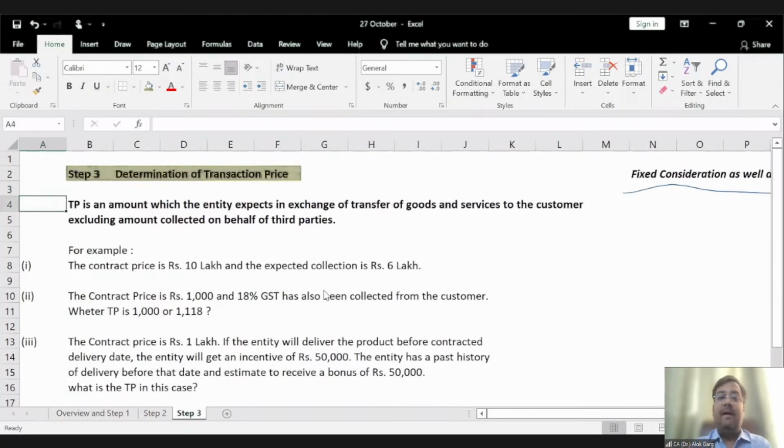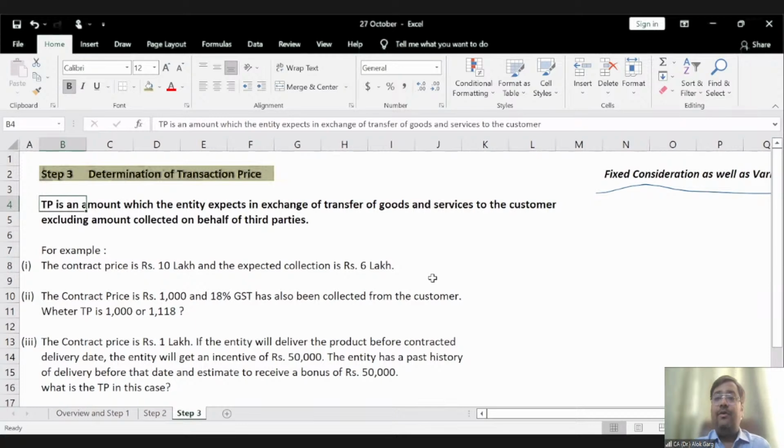Now we will discuss some examples to compute the transaction price. Transaction price is an amount which the entity expects. You remember in step 1, we discussed that the revenue is going to be recognized to the extent there is a probability of collection of the consideration. So transaction price is an amount which the entity expects to collect in exchange for transfer of goods and services to the customer, excluding amounts collected on behalf of third parties.